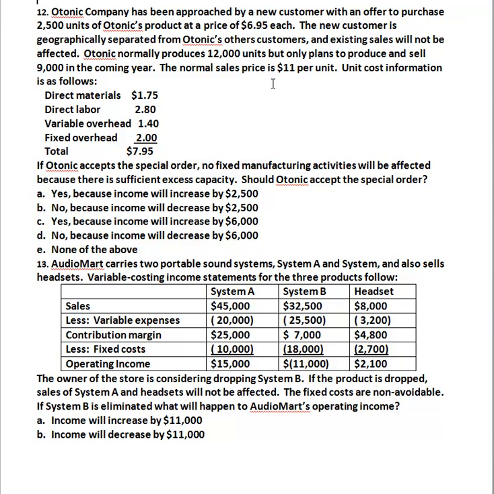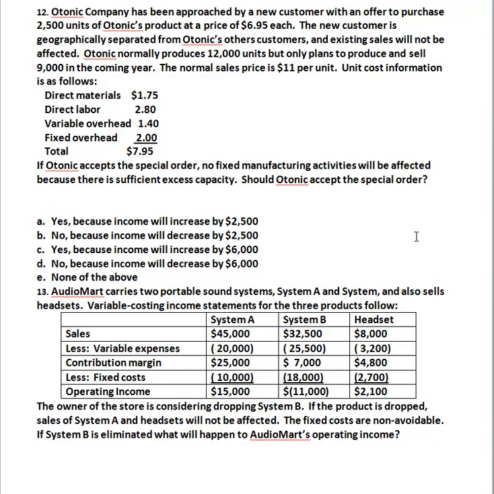Normal sales price is 11. Cost information is as follows. It says if we accept the special order, no fixed manufacturing cost will be affected. So that means fixed overhead is not going to change at all. So that means it's not relevant. So we're going to leave it out. So we're looking at the additional revenues minus the additional expenses.